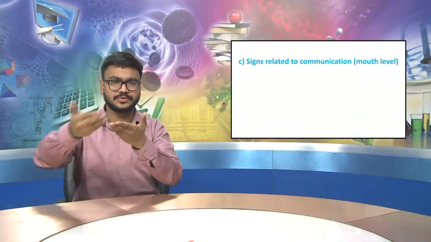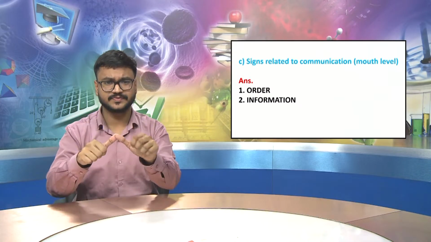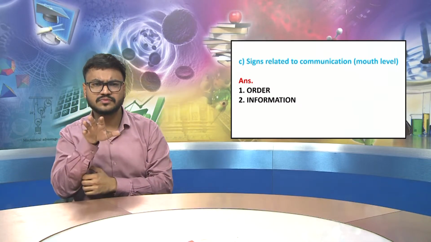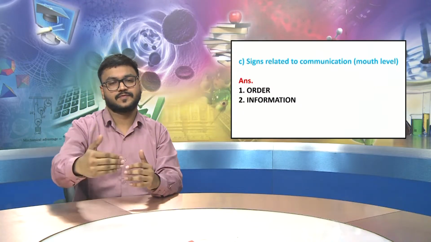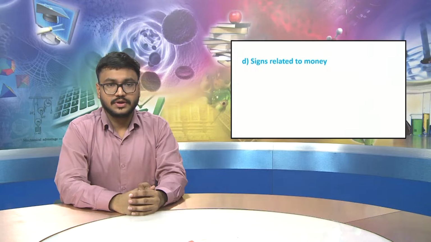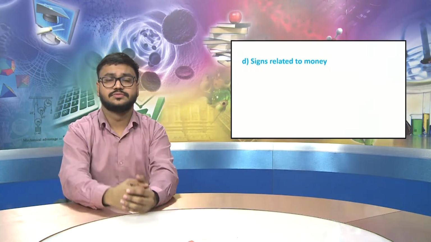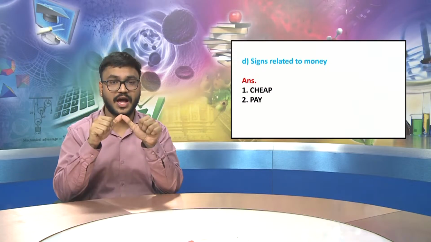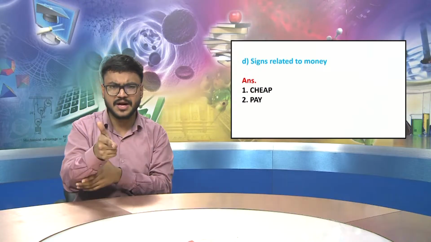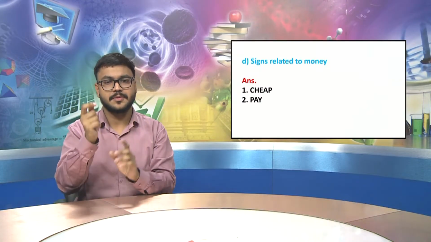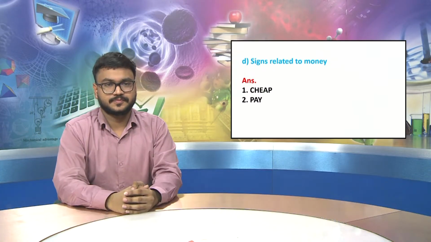Next is signs related to communication, which is formed near the mouth level. And the answer is information. Next is signs related to money. And the answer is pay. Pay is related to the money sign, or we can do cheap also.